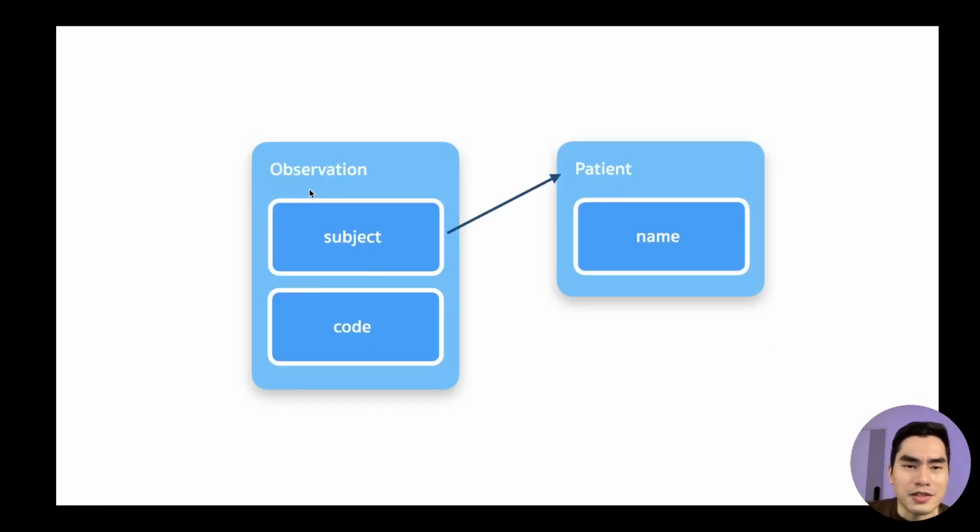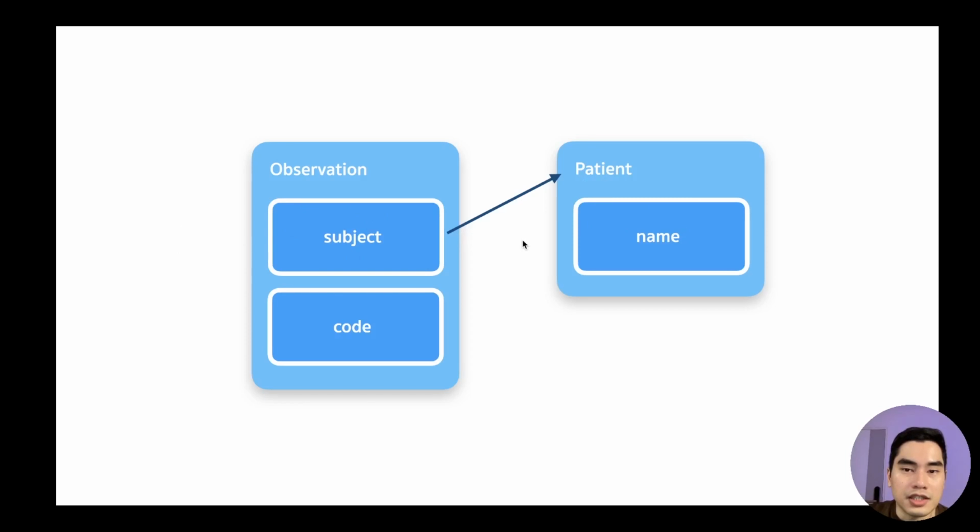If we put it into picture, an observation resource has a subject element that refers to this patient resource. If you use _include, you search for the observation resource and use _include to include the patient, so it will come back together. On the other hand, if you search the patient resource and use _revinclude to include the observation that refers to this patient, it will come back together as well, because you search this one and _revinclude that one that refers to this one, right?